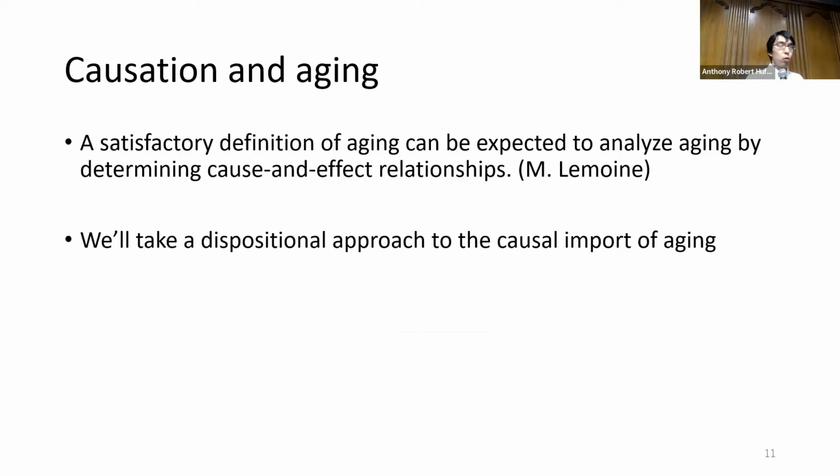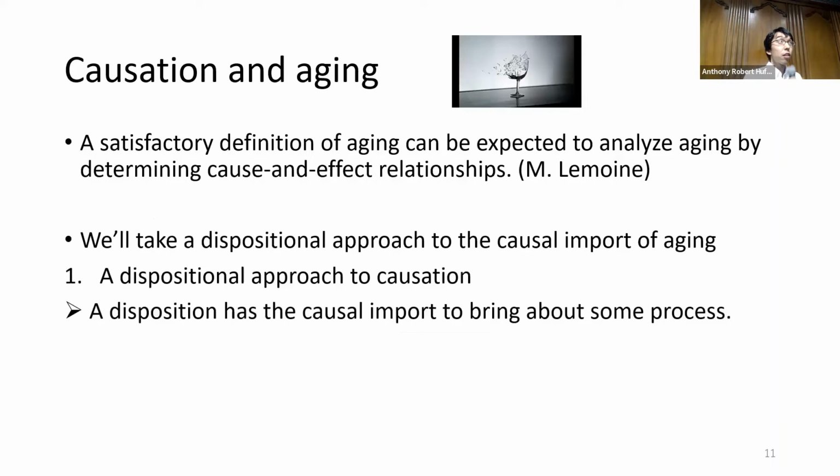We haven't developed a full-fledged theory of causation, but instead we take a dispositional approach to the causal input of aging, and it's based on twin pillars. The first pillar is a dispositional approach to causation. The underlying idea is that a disposition has a causal input to bring about some process. So for instance, consider fragility. The fragility of this glass has a causal input to bring about the process of glass breaking.